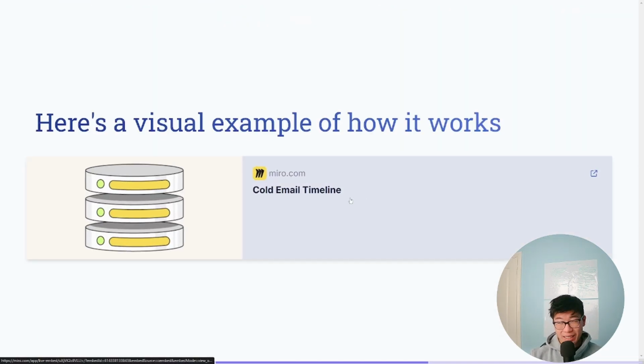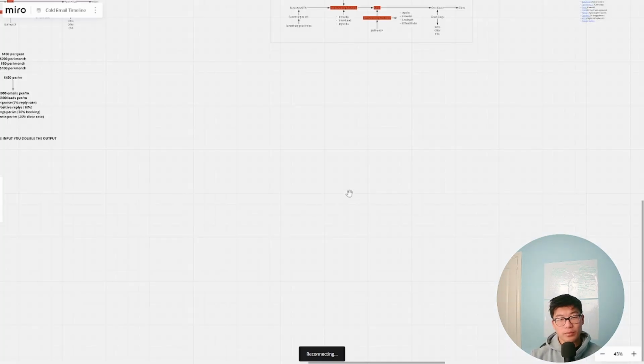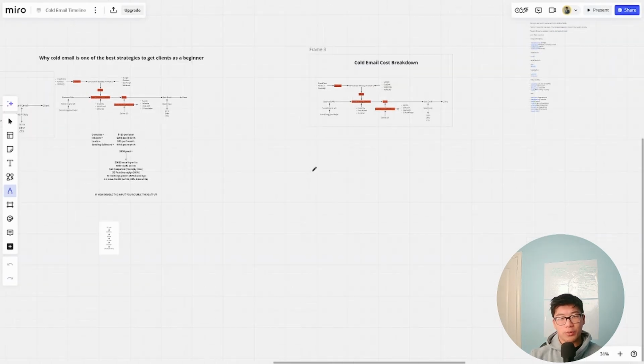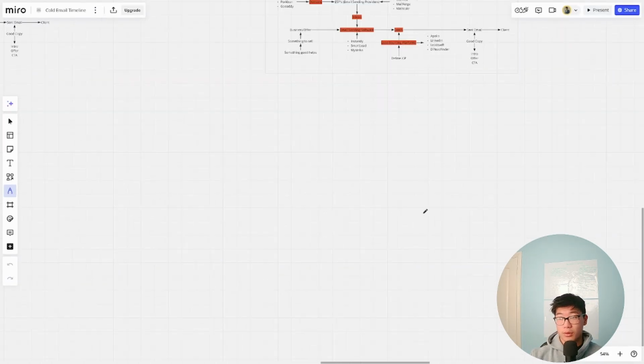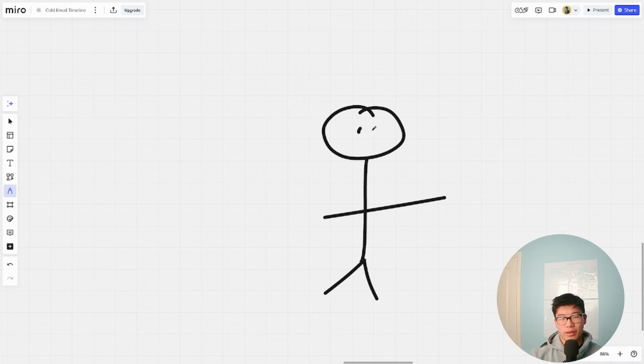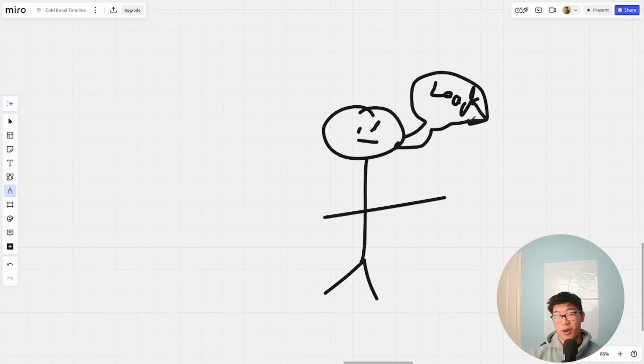So this is a visual example of what I'm looking at. This is my Miro board that I use for a lot of my YouTube videos. I'm just going to zoom in. So pretend you have Mr. Prospect, right? This is Mr. Prospect. And I can't really draw, right? And they're like, leads, please. Wow, this is way harder than I thought it was.